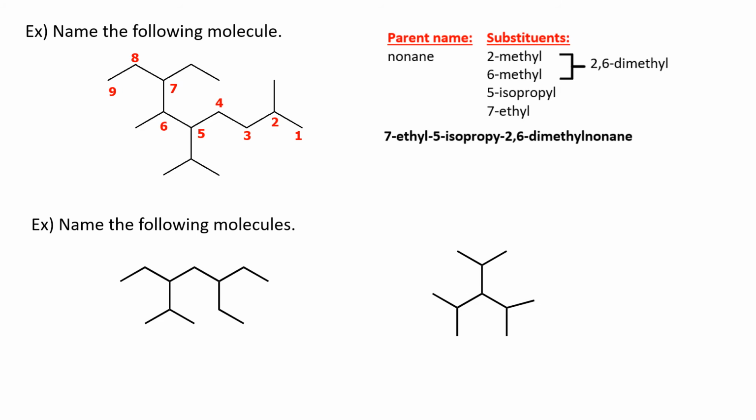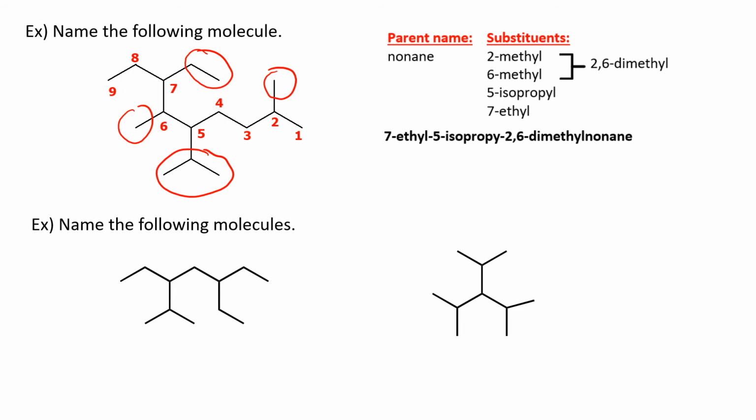Let's look at another example. We want to first find our longest parent chain. You could have chosen a few different parent chains that had 9 carbons, but the one shown here is the parent chain with the most substituents. So if we identify our substituents now, I see that we've got an ethyl group, a methyl, another methyl, and an isopropyl.